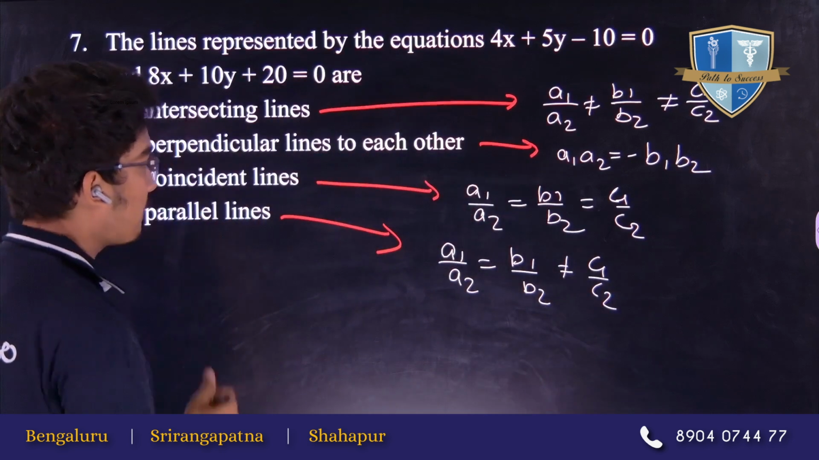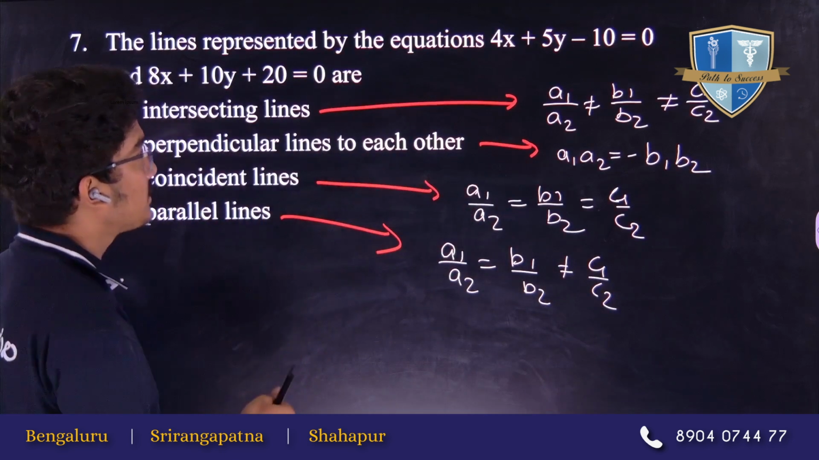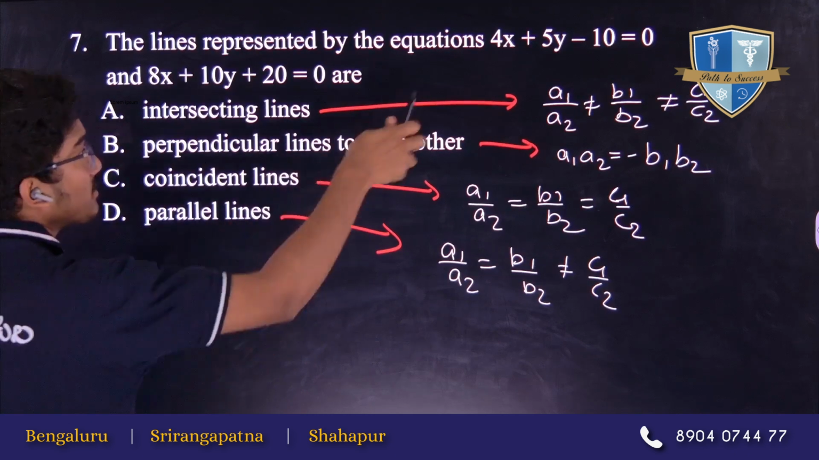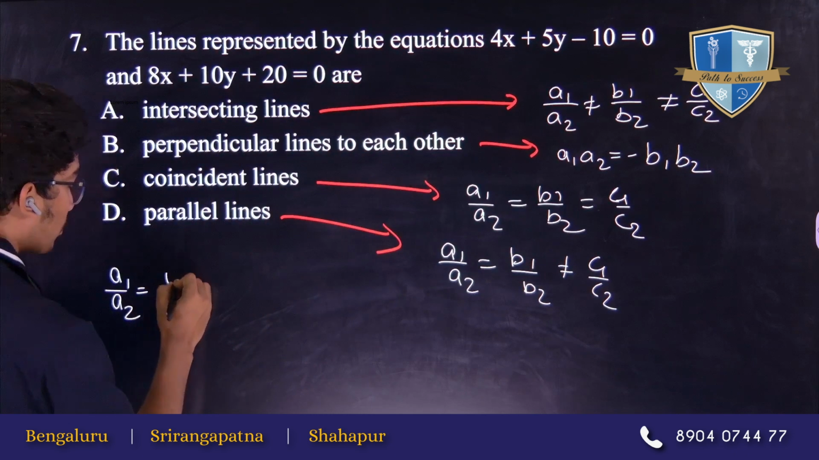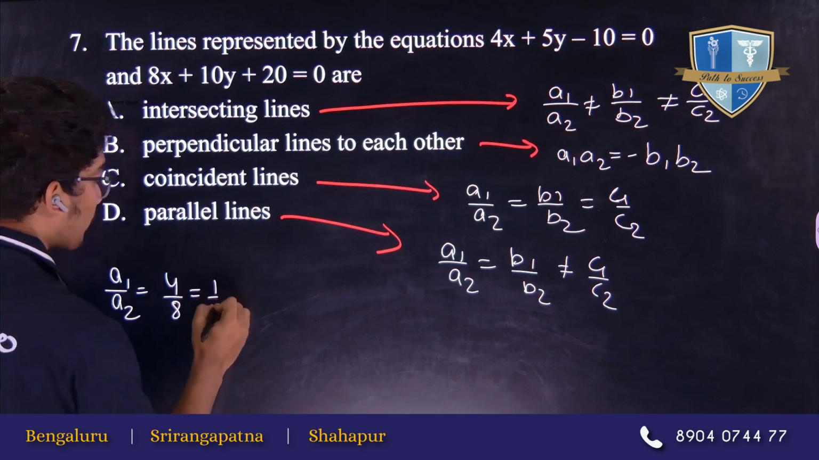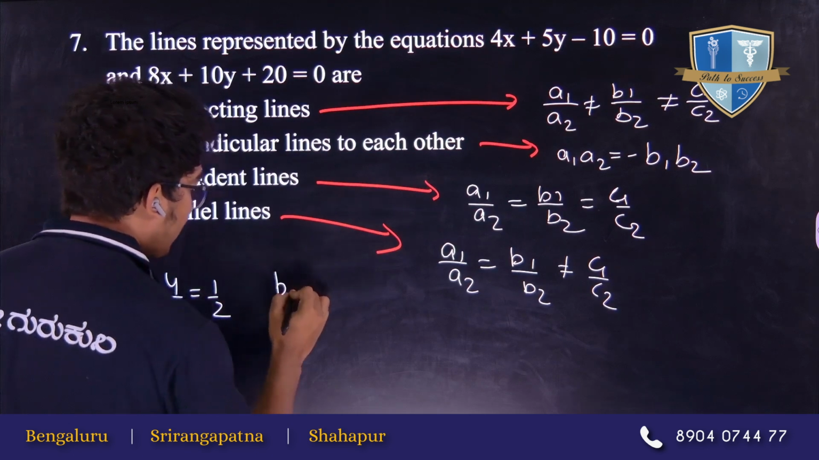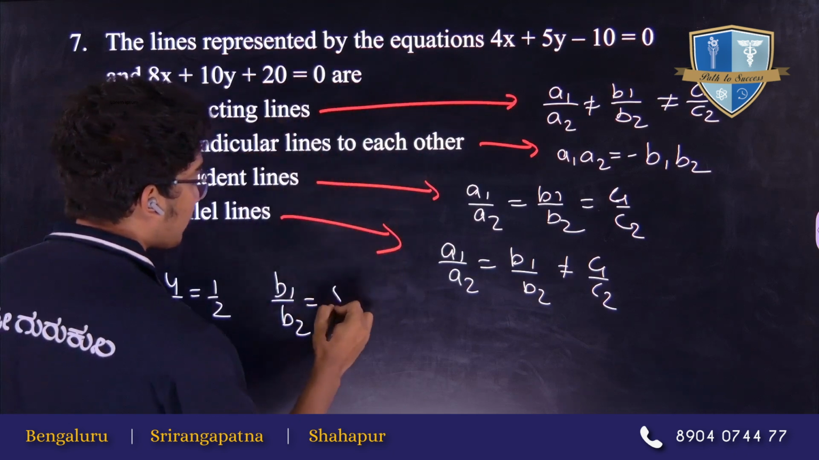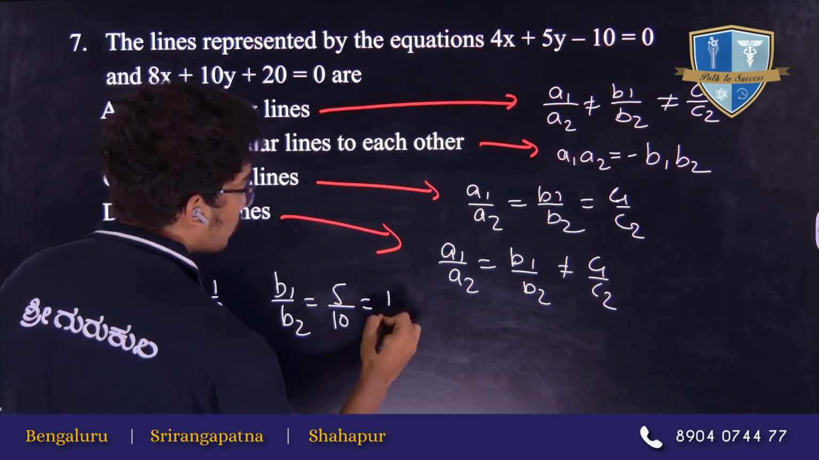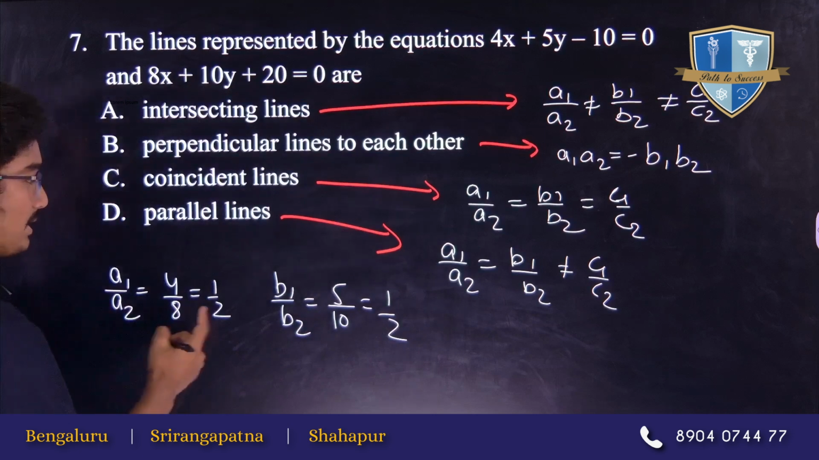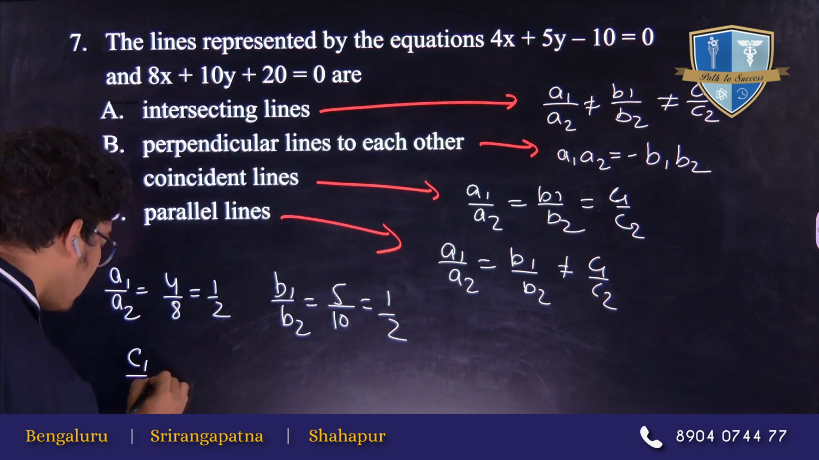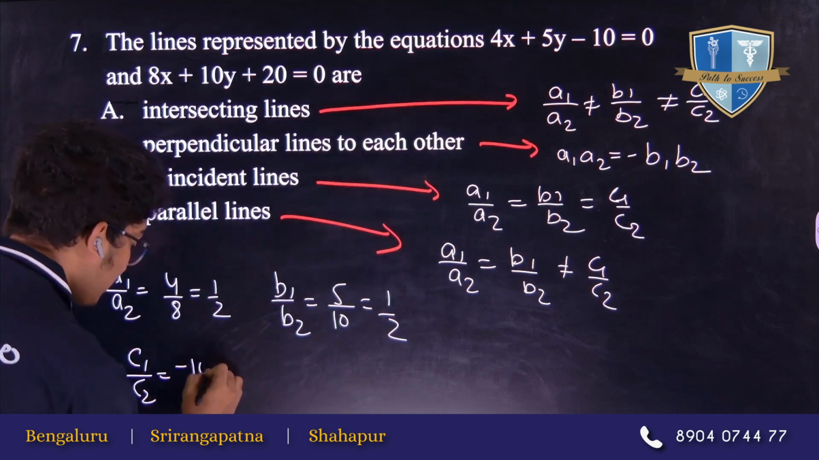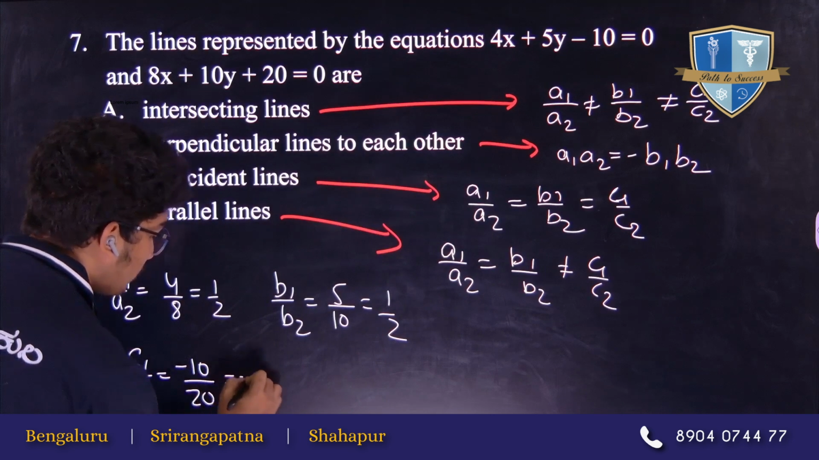So let's find the ratio of the coefficients in our question, that is a1/a2. a1 is 4 and a2 is 8, so 4/8, which is equal to 1/2. Now let's find b1/b2. b1 is 5 and b2 is 10, which is 5/10 equal to 1/2. So a1/a2 is equal to b1/b2. Let's find c1/c2 also. c1 is -10 and c2 is 20. So -10/20, which is equal to -1/2.